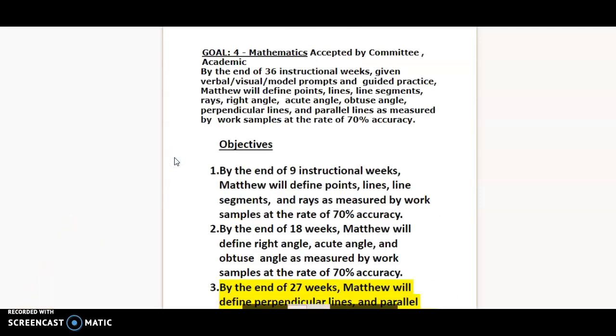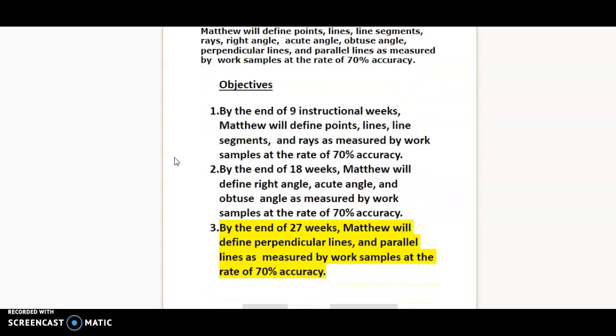Goal number 4, mathematics. Objective number 3. By the end of 27 weeks, you, Matthew, will define perpendicular lines and parallel lines as measured by work samples at a rate of 70% accuracy.